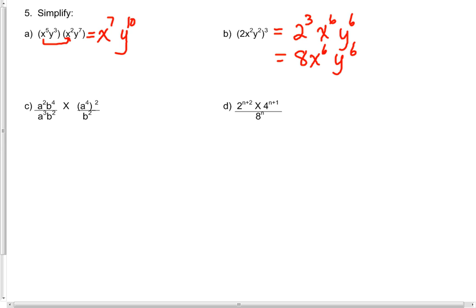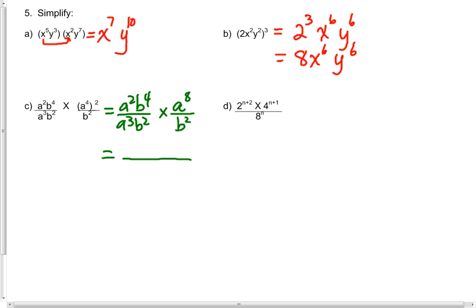The next one, I have power of a power, and I have multiplication, and I have division. So I'm going to do the power of a power first. I have a squared b to the 4th times a cubed b squared, all over a to the 4th squared. That's my power of a power, and I multiply exponents. So I have multiplication and I have division. I'm going to do the multiplication first. I'm going to multiply the tops over multiply the bottoms. That's my rules for fractions.